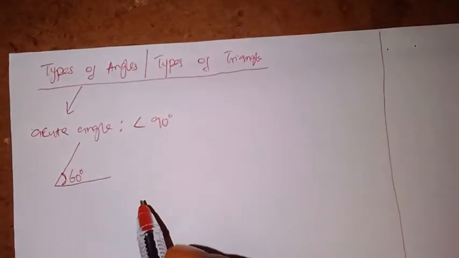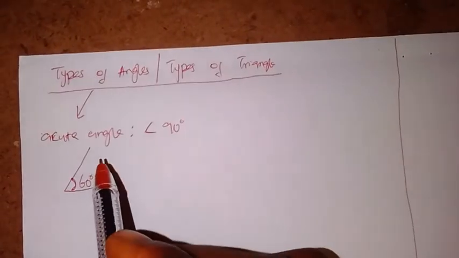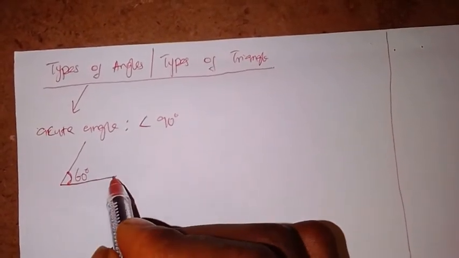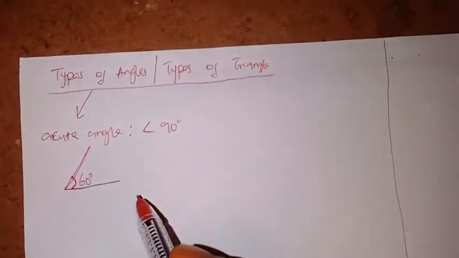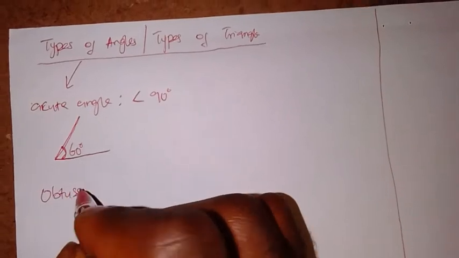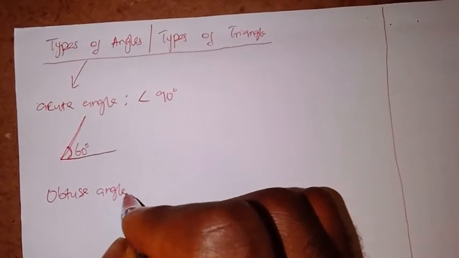This is an example of what? Acute angle. If it's not up to 90, it is what's called acute. Okay, then we have our obtuse angle.